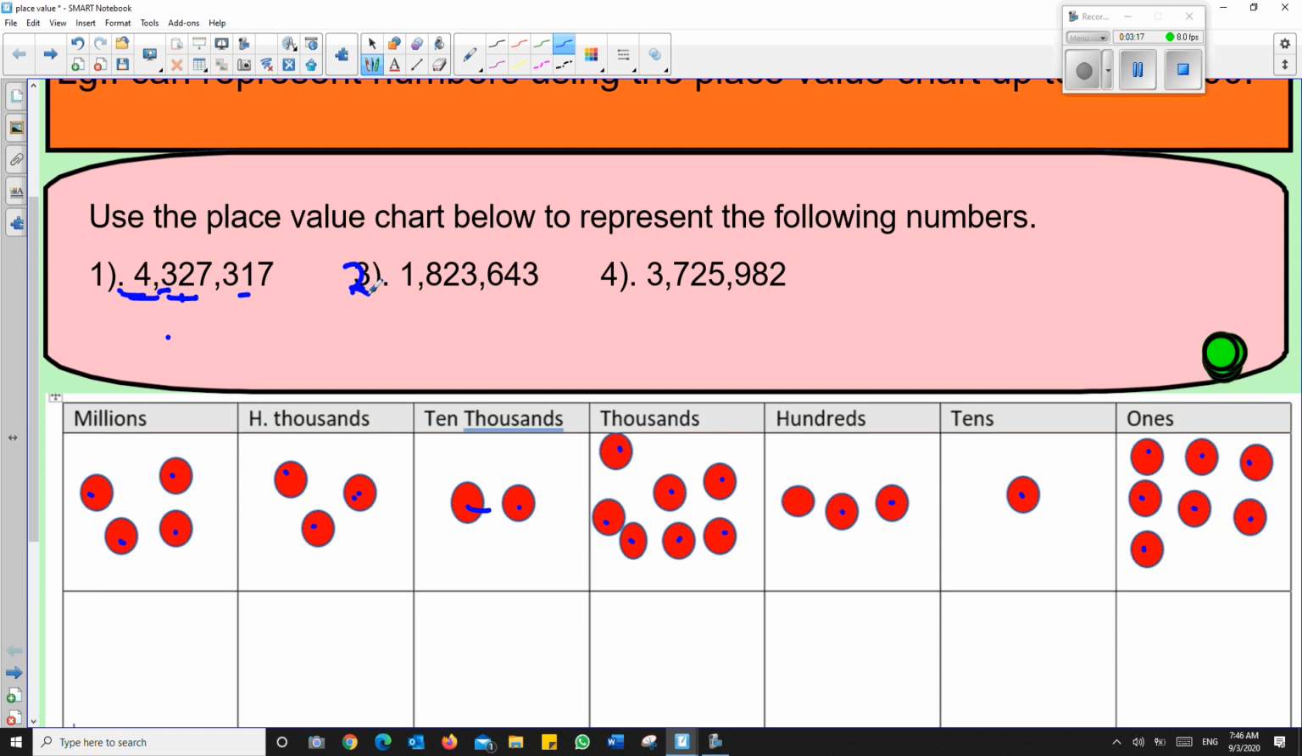Number 2 reads 1,823,643. So we are going to start representing this number from our right hand side. It is digit 3, which are ones. So in the ones, there are 3 counters.